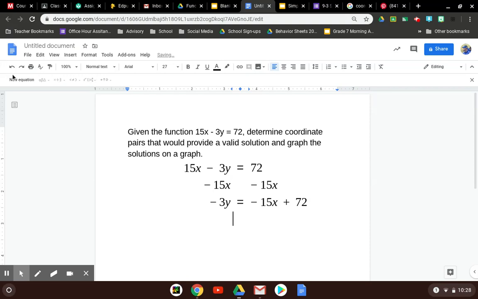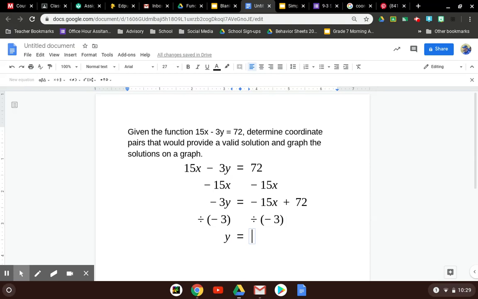So the next step is we need to still get y by itself. So we have to get rid of this negative 3. Now the negative 3 is being multiplied by y. So how do you undo multiplication? Well, you divide. So we're going to divide by negative 3. And we're going to do that on both sides again. So we want to divide by negative 3. So now what happens is on the left-hand side, negative 3y divided by negative 3 is just going to be y. And that is going to be equal to the right-hand side.